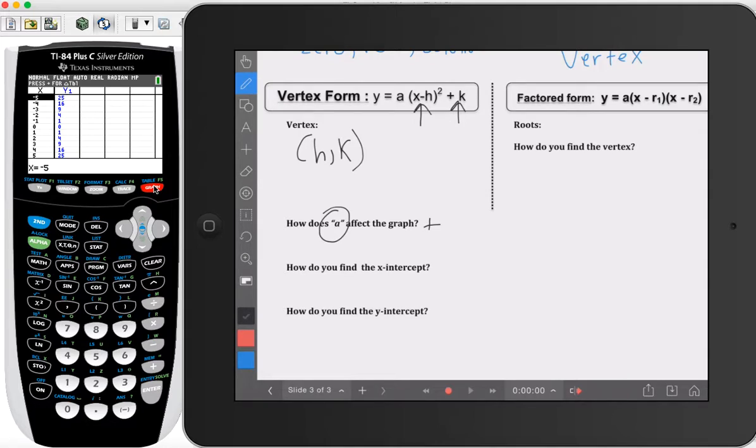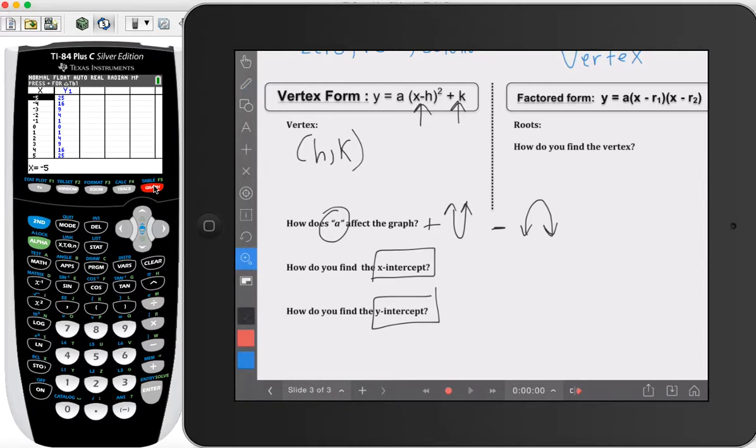What does a represent? Remember what we said? If a is positive, then your graph opens upward. If a is negative, then your graph opens downward. It's just like the V shape, the absolute value, same concept. How do you find the x-intercept? How do you find the y-intercept? We're going to talk about that in detail in the questions that will follow.